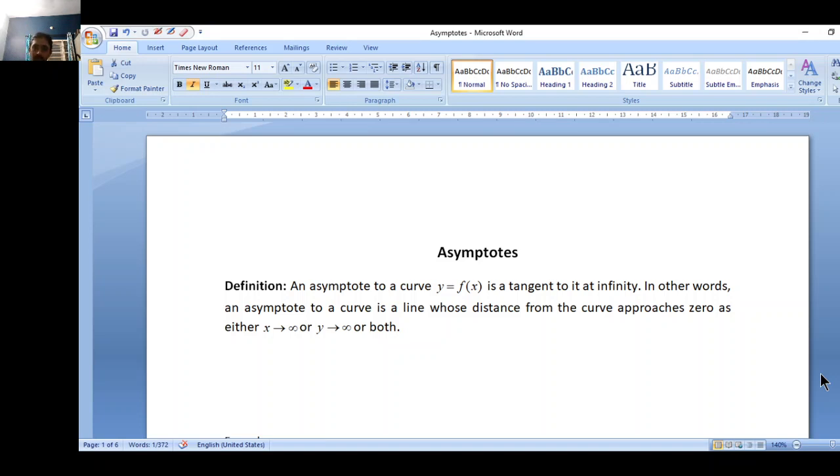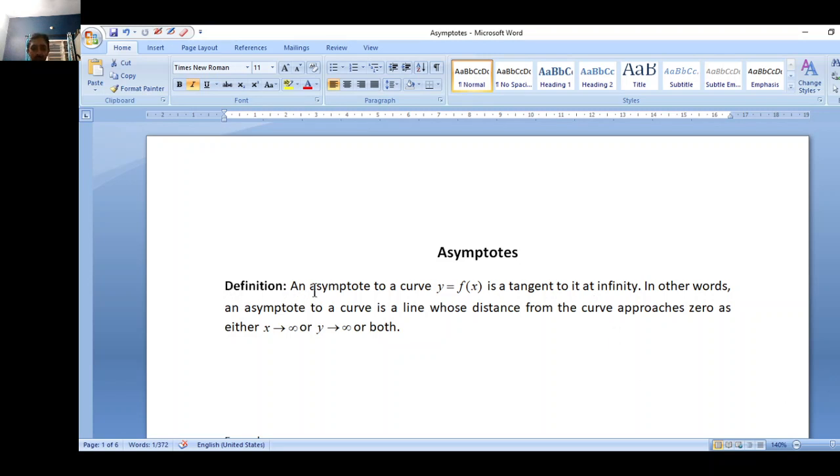Hi, in this particular presentation, I am going to discuss the topic of asymptotes, which plays a very important role in understanding the shape of a curve based on its equation. So to begin with, we'll understand what an asymptote is.